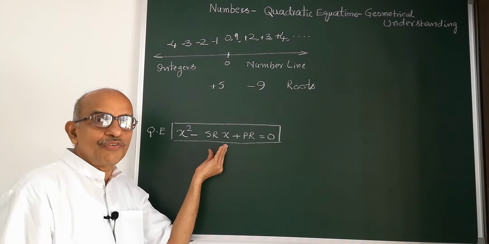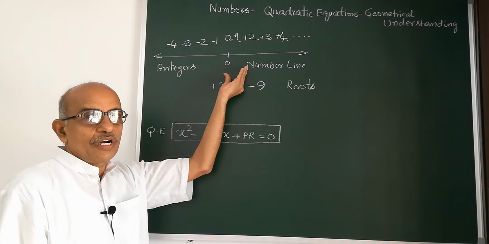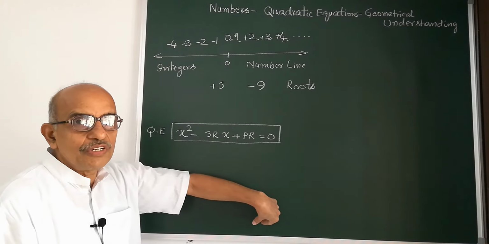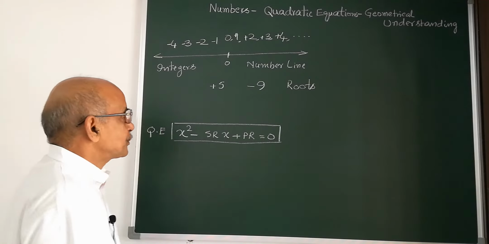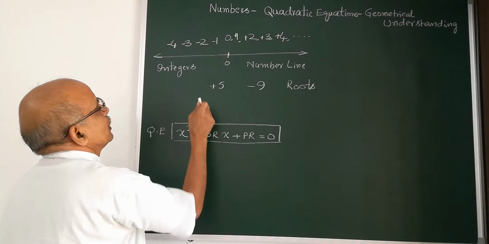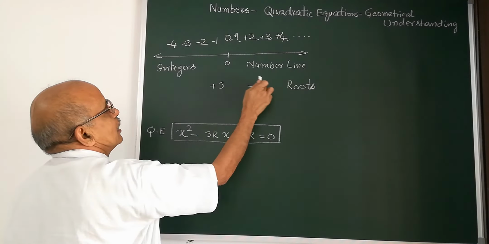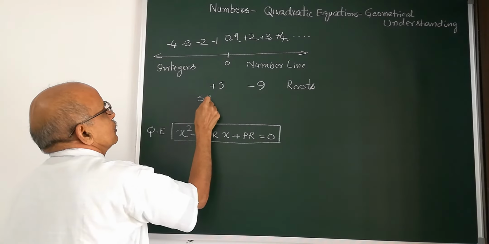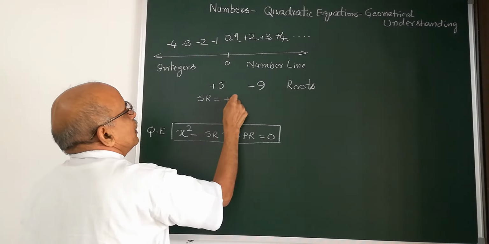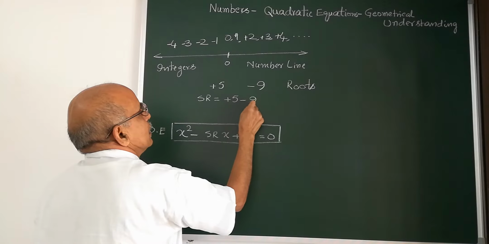What is a quadratic equation? What are the roots of the quadratic equation? How is the quadratic equation framed? Now we calculate the sum of the roots. I have taken these two numbers as the roots. Sum of the roots is plus 5 and minus 9.